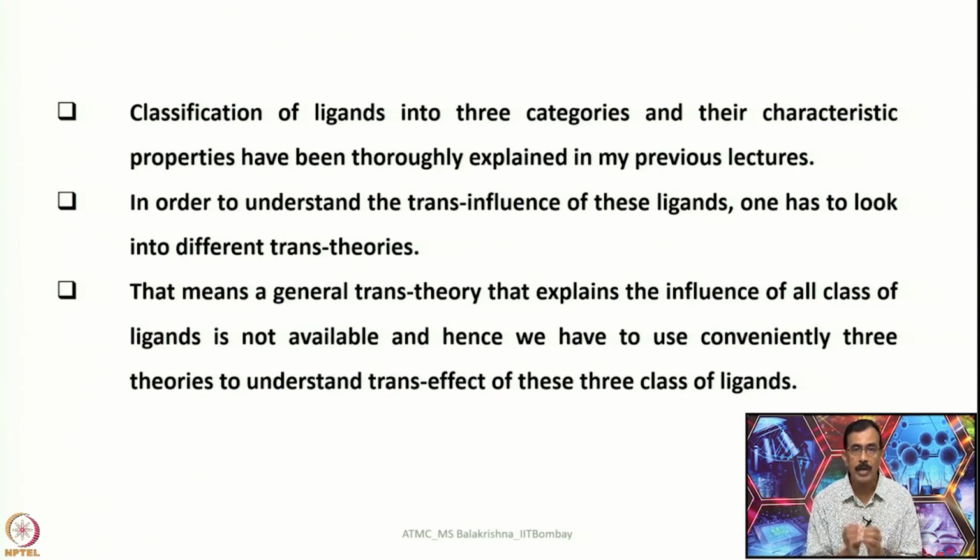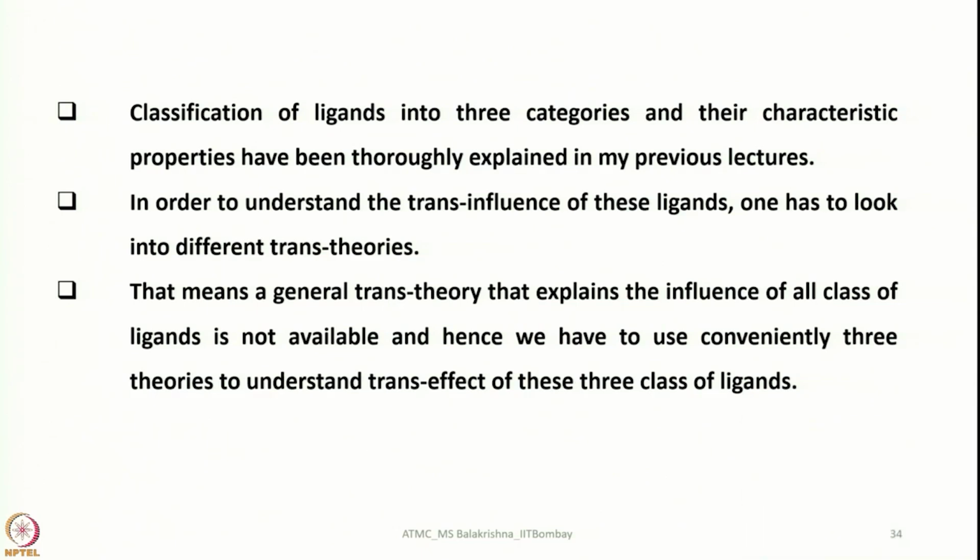That means we do not have a very general trans theory to explain the influence of these ligands on substitution reactions, but we have to go for different theories depending upon the nature of the ligands we are using. Since we have 3 categories of ligands, we also should have 3 categories of trans theories. We cannot have a general theory that can explain the influence of all classes of ligands. So we conveniently have 3 theories to understand the trans effect of these 3 classes of ligands.